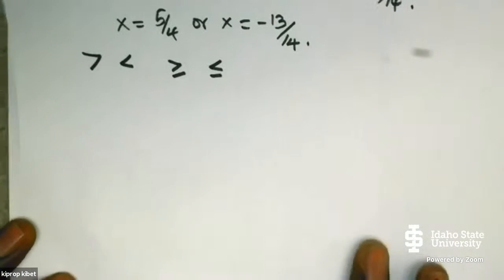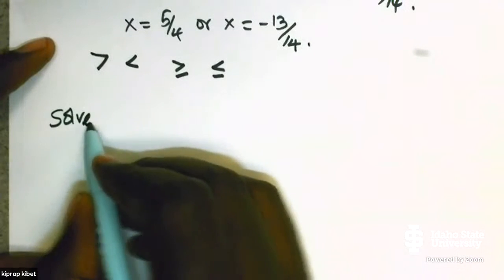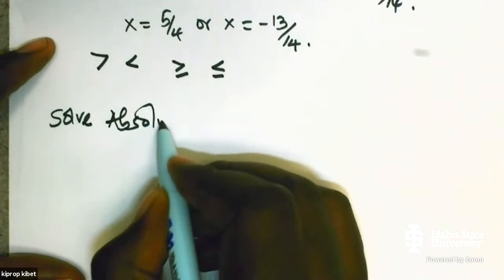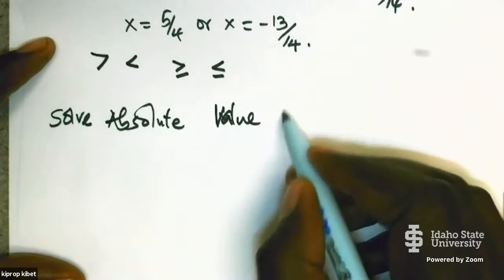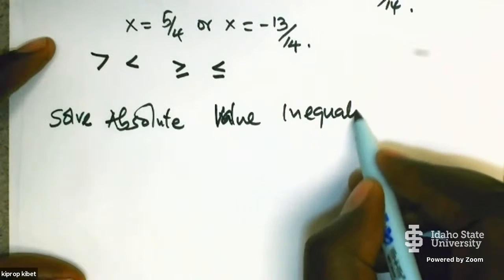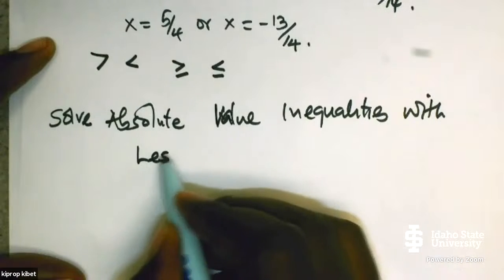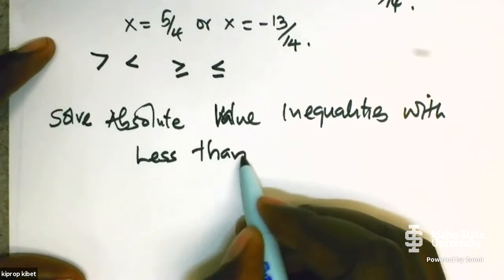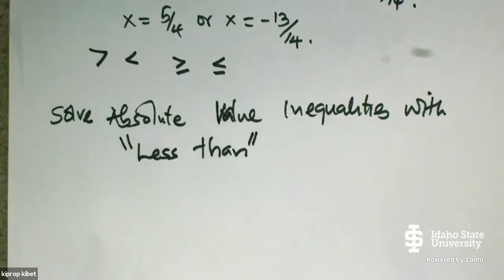Any question? So, how can we solve absolute value inequalities with less than?